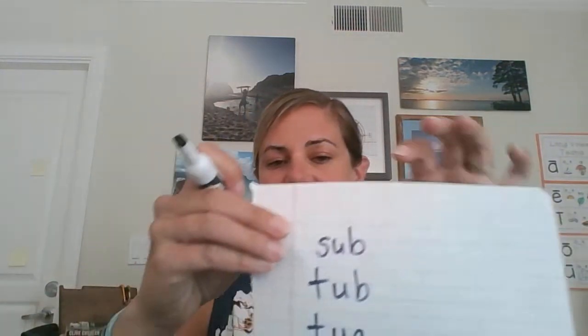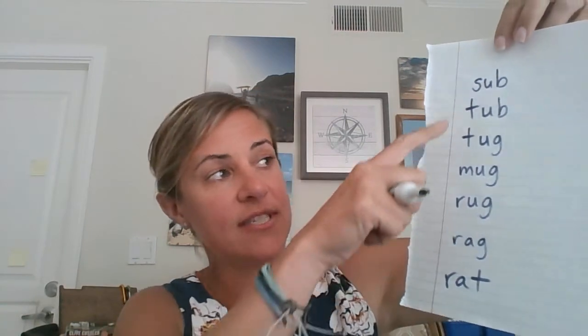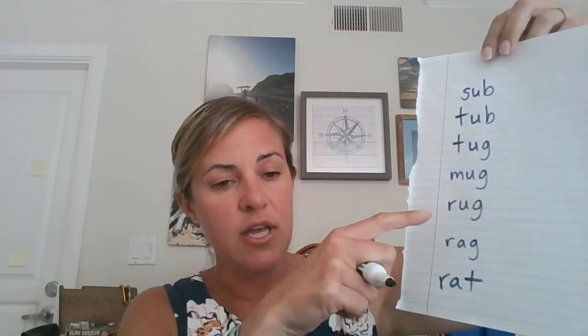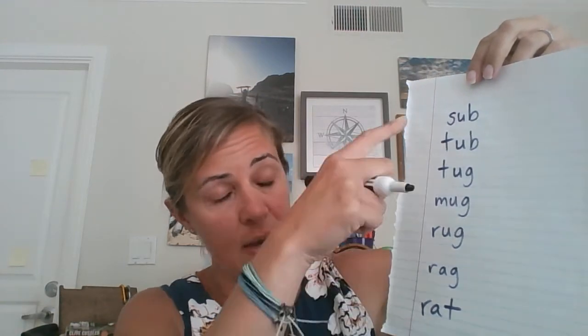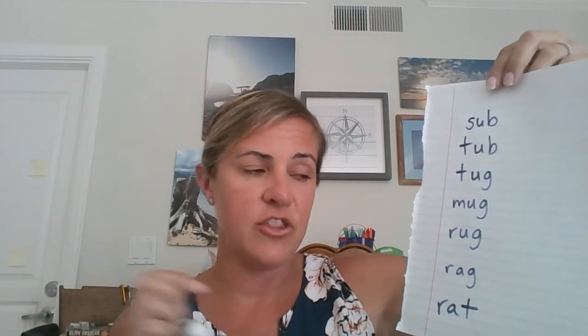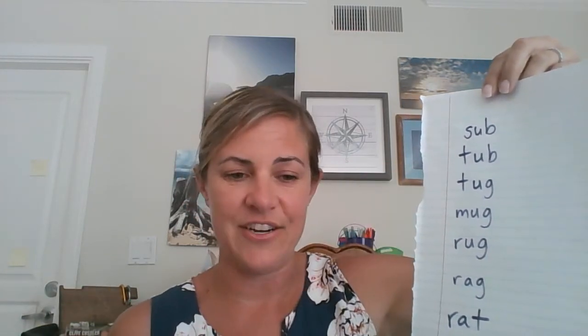So your paper should look something like this. So you started with sub, and every time we just changed one letter. And we call it a word ladder because it goes up and down like a ladder. Sometimes they start at the bottom. I usually start at the top. Either way, you make that ladder, okay?